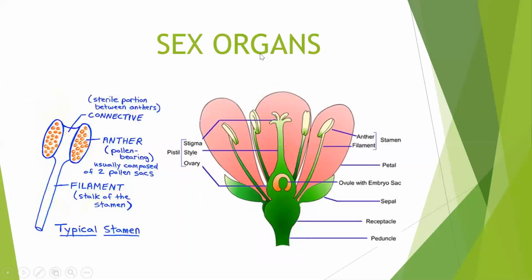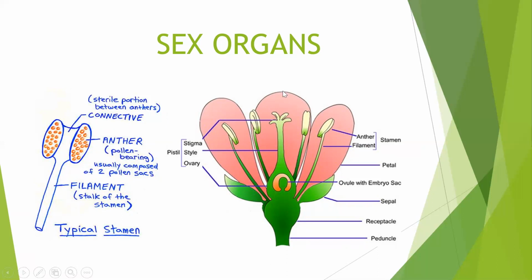Now let's talk about the sex organs. You have studied a typical flower in class 10th also. The male reproductive part is the stamen. A typical stamen consists of a filament and anther. The anther produces pollen grains, and the pollen grain contains male gametes. The female reproductive part is the pistil, which is divided into 3 parts: the upper part, the stigma, then the style, and last, the swollen part, that is the ovary. The ovary contains ovules, and within the ovule is present the embryo sac.